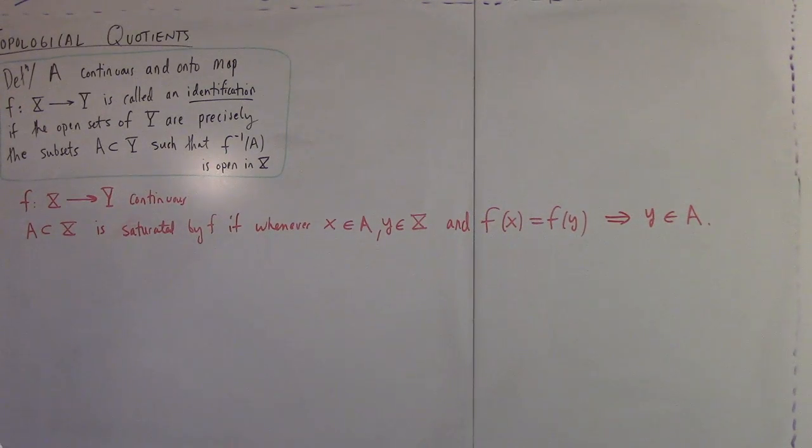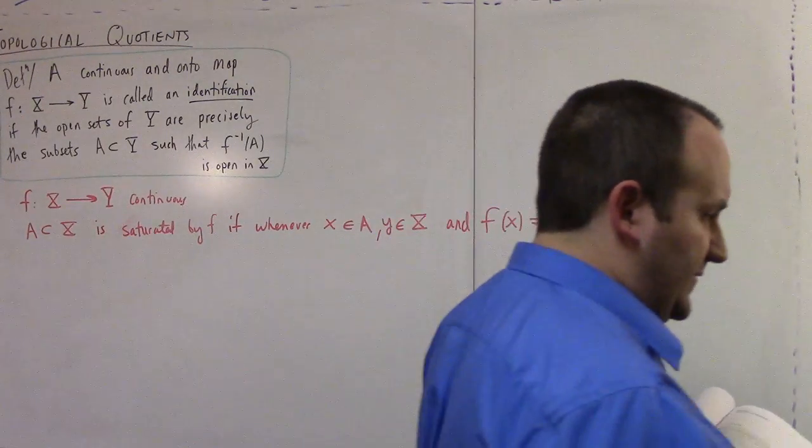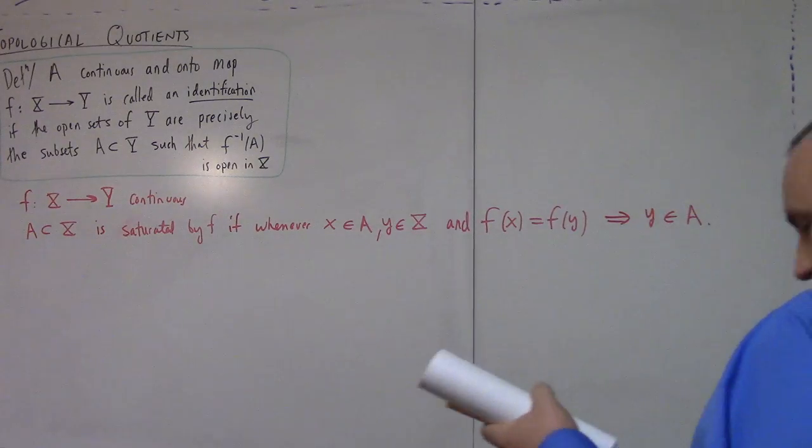So in other words, if the image of F hits some point twice, both of those preimages must be coming from this subset A.